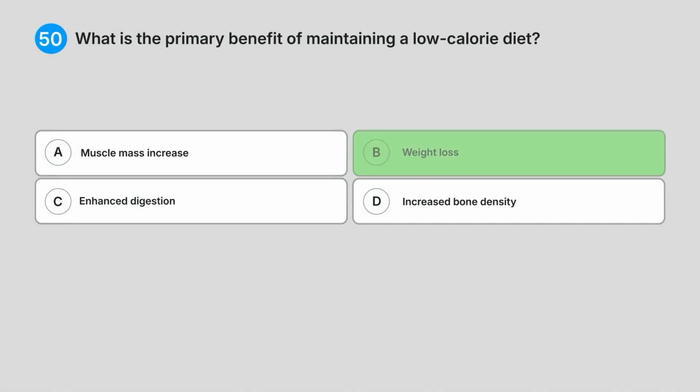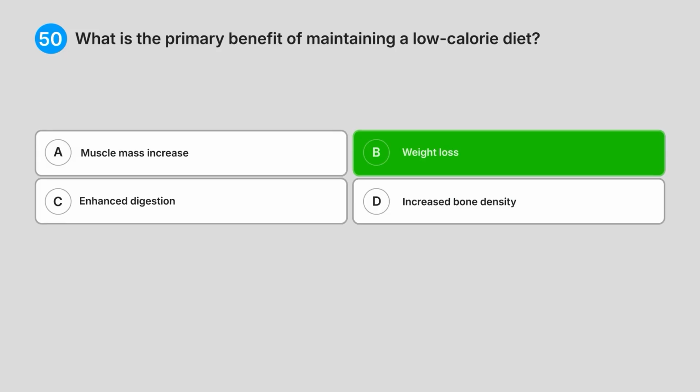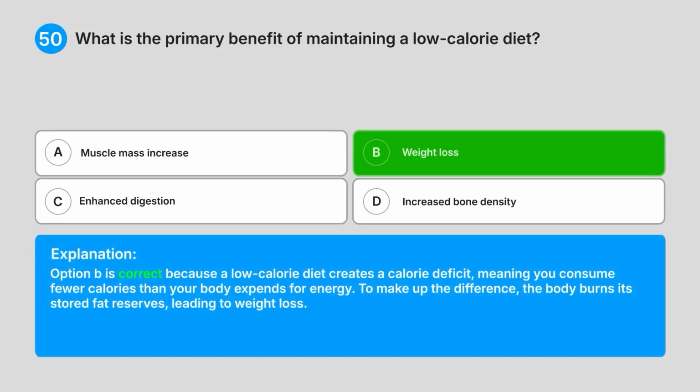Correct answer, B. Weight loss. Explanation. Option B is correct because a low-calorie diet creates a calorie deficit, meaning you consume fewer calories than your body expends for energy. To make up the difference, the body burns its stored fat reserves, leading to weight loss.